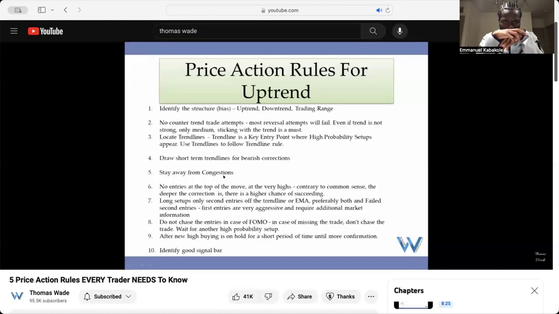I'm trying to stay away from congestions. I'm drawing my short-term trend lines for bearish corrections because I want to see the bearish corrections play out so I can take long opportunities, and I try to identify a good signal bar. After a new high is reached, buying is on hold for a short period of time until we get more confirmation.